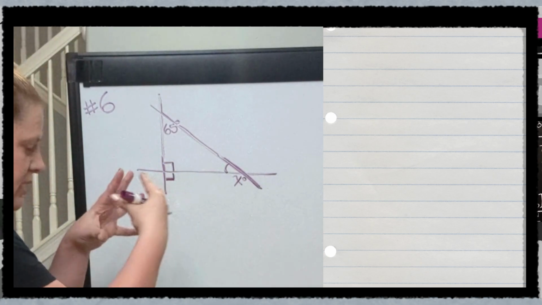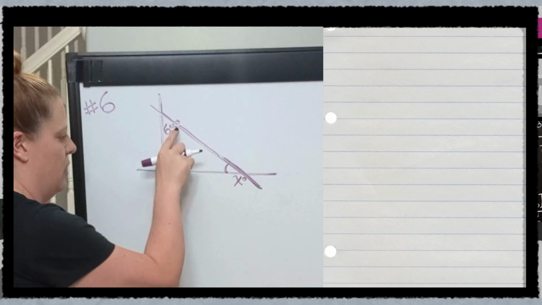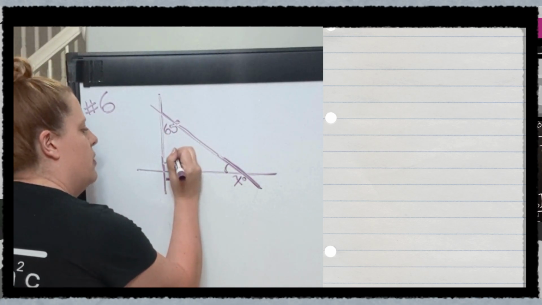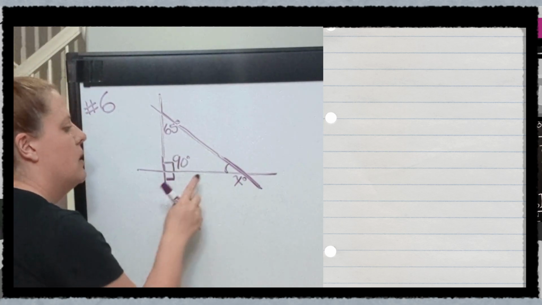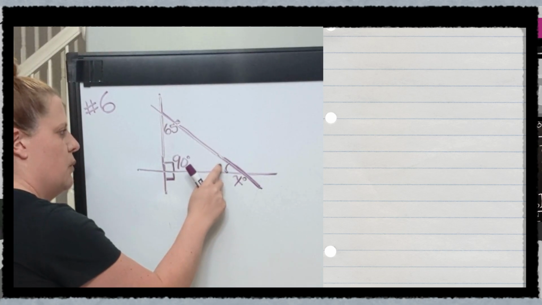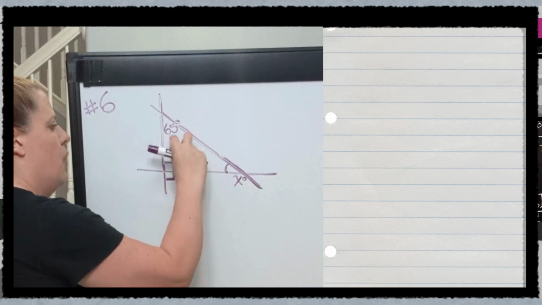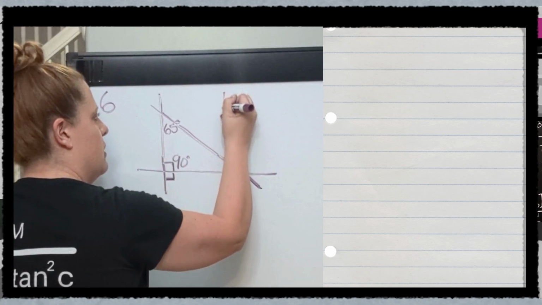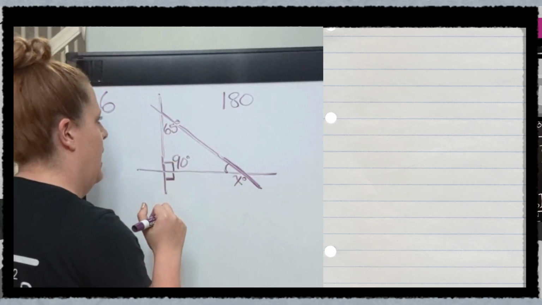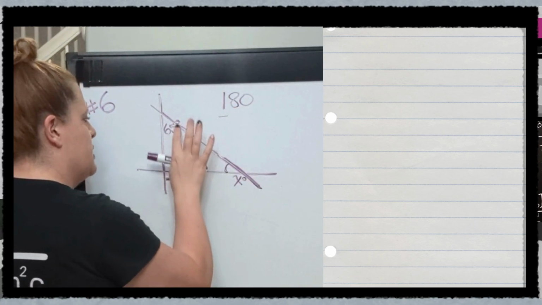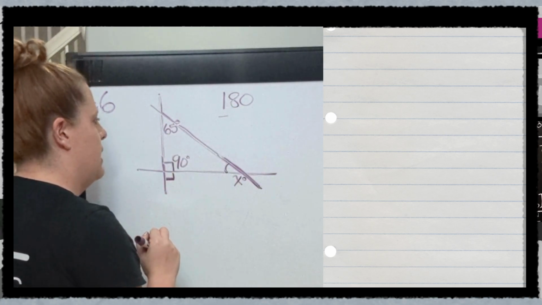So my interior triangle, my actual triangle, we know this is 90, that's 65. We need to find this. That's not so bad, right? The whole inside of the triangle has to be 180 degrees. Any triangle like that. We're going to subtract both of these from 180.